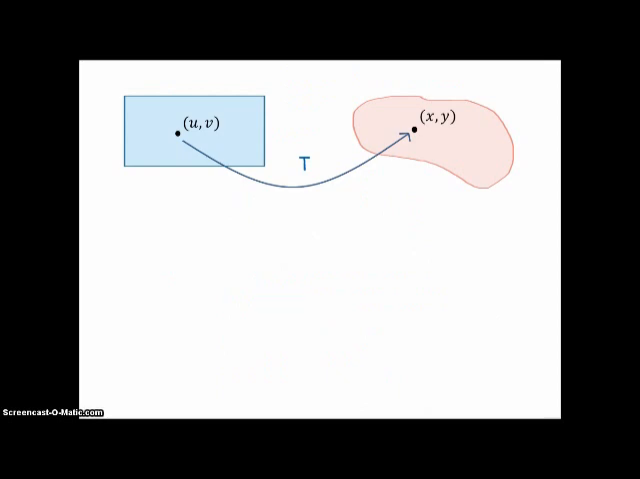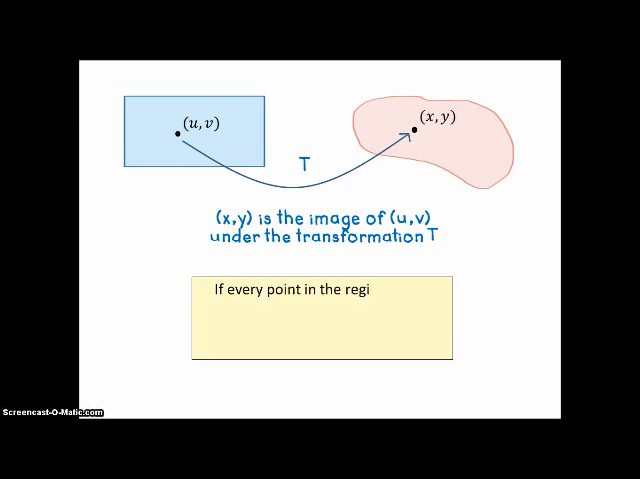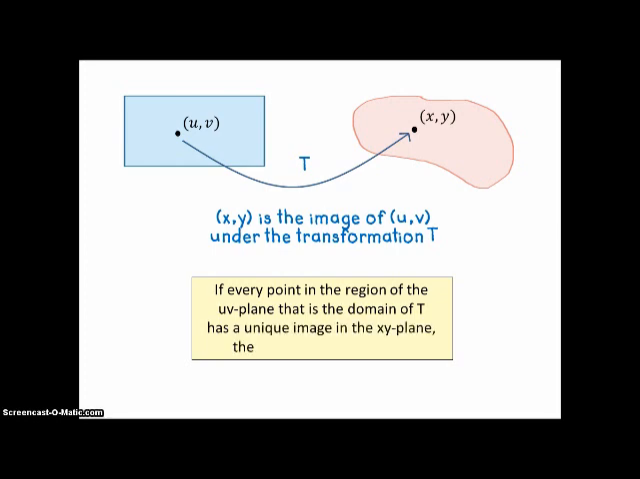So here's another picture of T. XY is called the image of UV under the transformation T. If every point in the region of the UV plane that is the domain of T has a unique image in the XY plane, then T is called one-to-one. We like one-to-one, they're easier to handle.